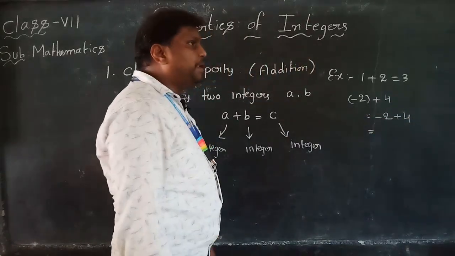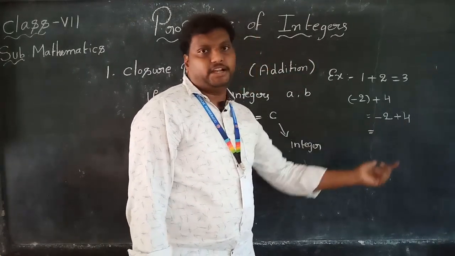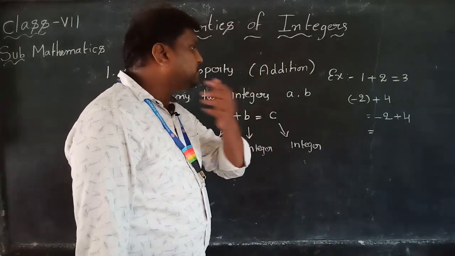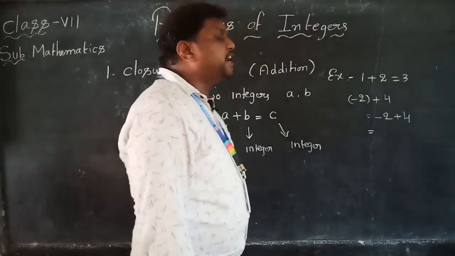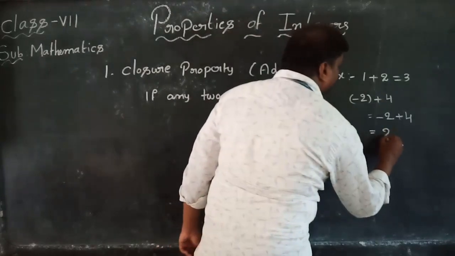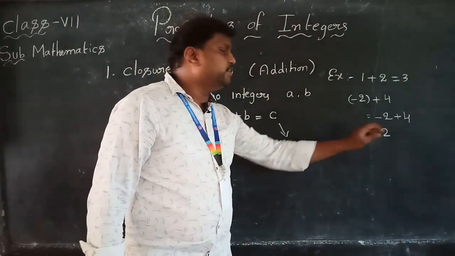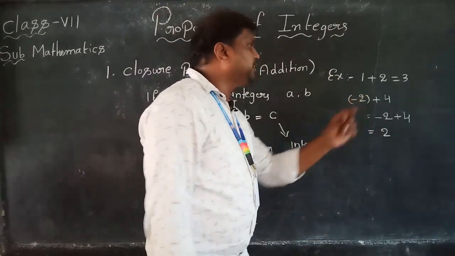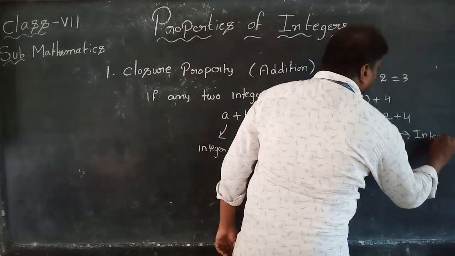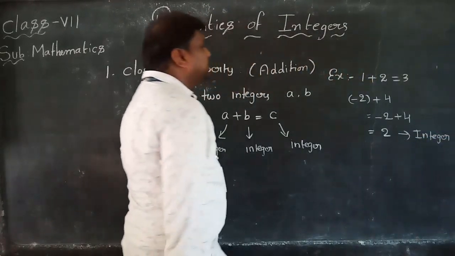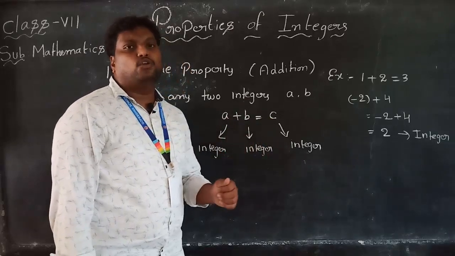Here in minus 2 plus 4, we are applying the addition operation only, but the two integers have different symbols. Then we apply subtraction: 4 minus 2 is 2, and the higher value's symbol is plus, that's why the answer is also plus 2, which is one integer. I repeat, the sum of two integers is also an integer. This is the closure property.